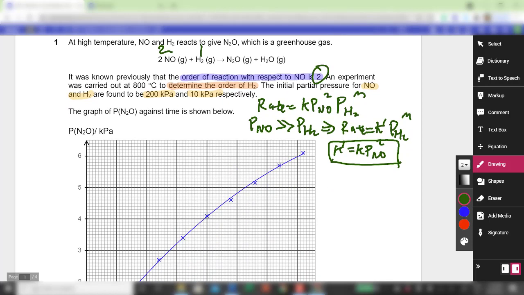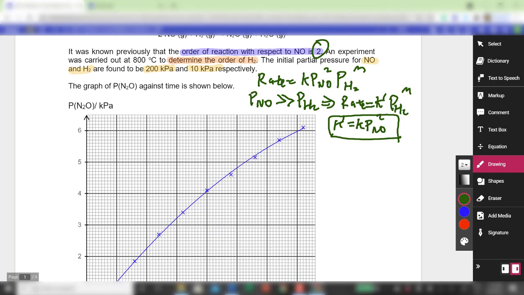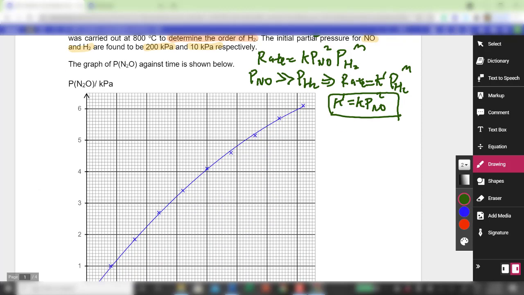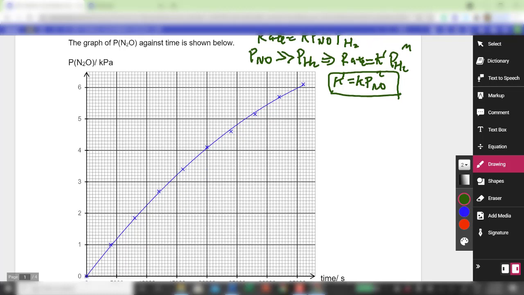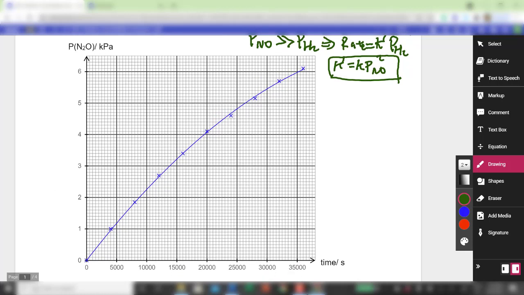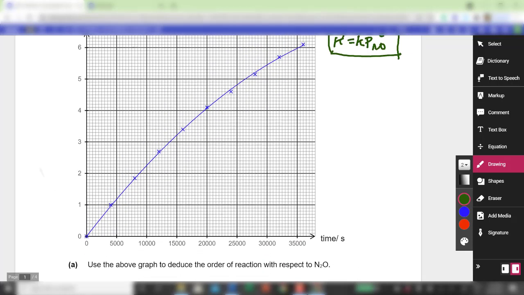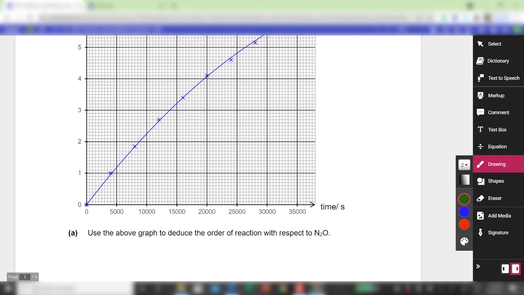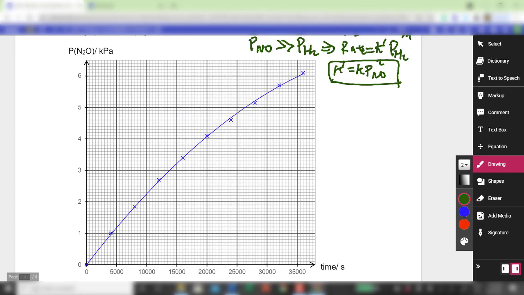Going straight into the question, you actually have the graph of partial pressure of N2O plotted against time. Before we move on, this is actually a product-time graph, so you have partial pressure of N2O against time on the x-axis. For the first part of the question, you are supposed to use the graph to deduce the order of reaction with respect to N2O.